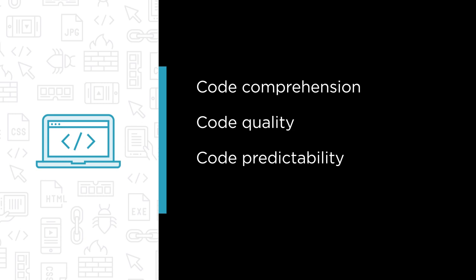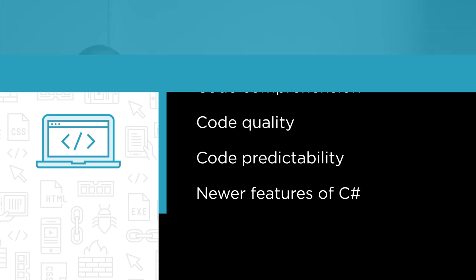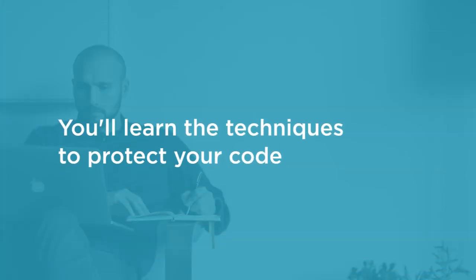Along the way, we'll explore some of the newer features of C#, including the reference type nullability features in C# 8, the enhanced tuple syntax from C# 7, and the null conditional operator and exception filter syntax from C# 6. By the end of this course, you will learn the techniques you need to protect your code, both now and in the future, from the perils of the real world.